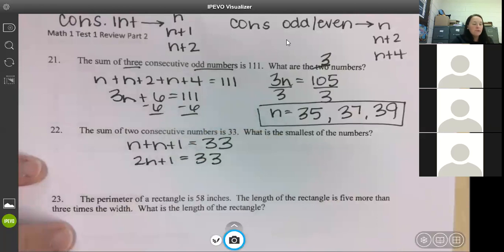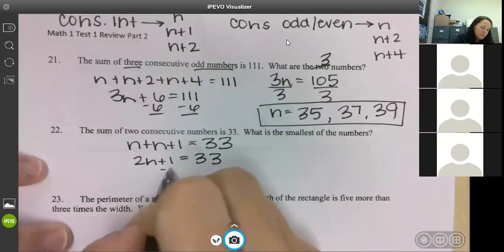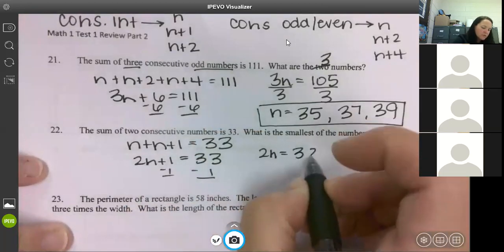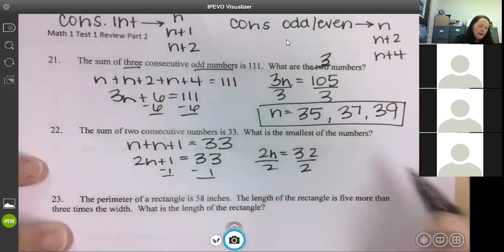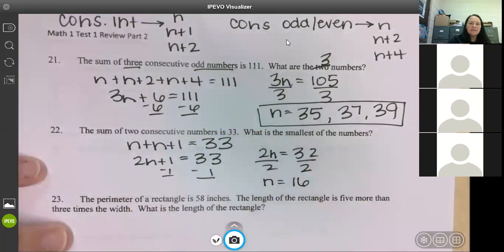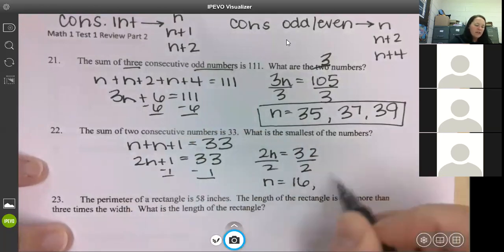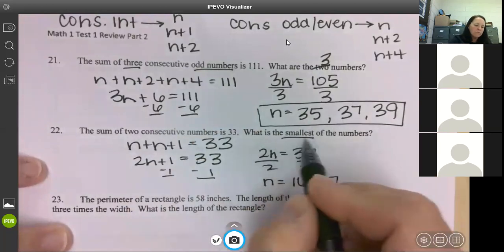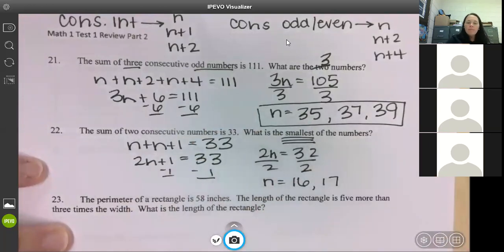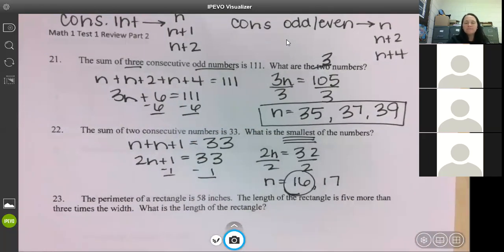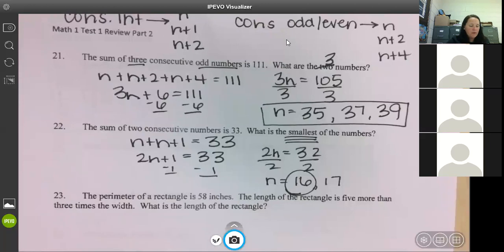How do I solve? Subtract 1. I get 2n equals 32. And I'm going to divide. And I get n equals 16. The next consecutive would be 17, but what does it want? The smallest. Then my answer should be 16. Okay.